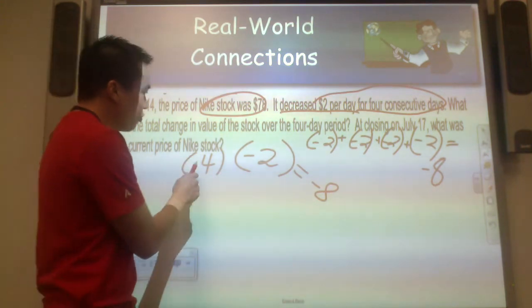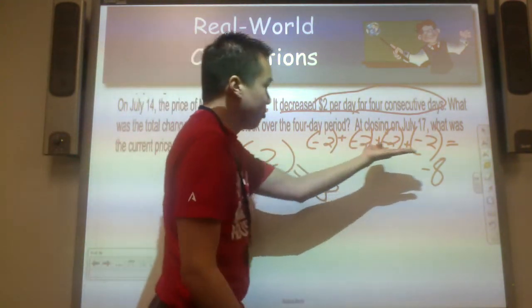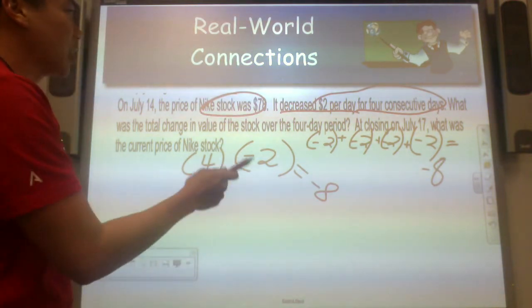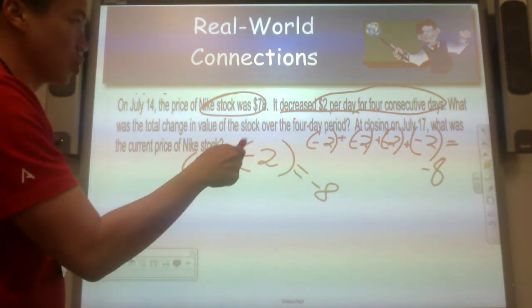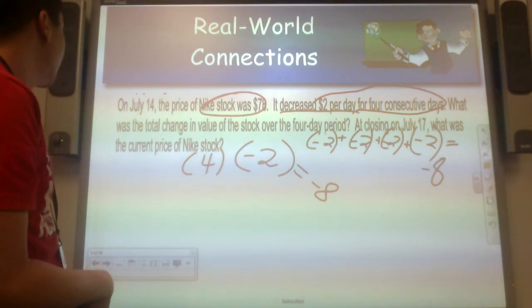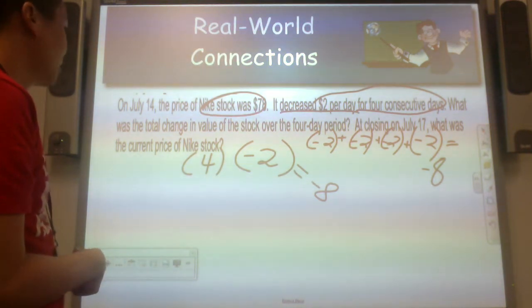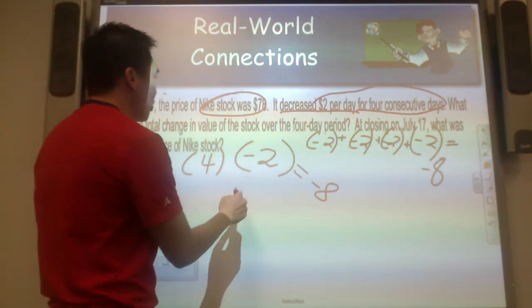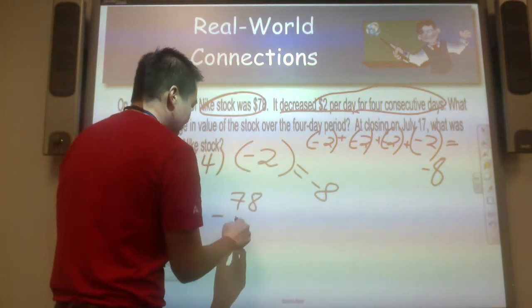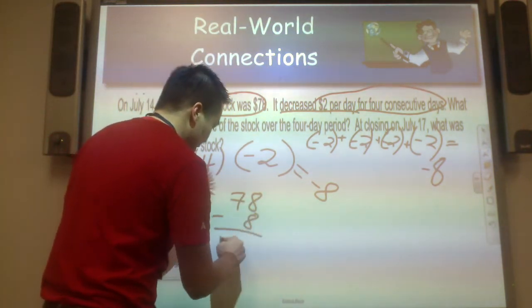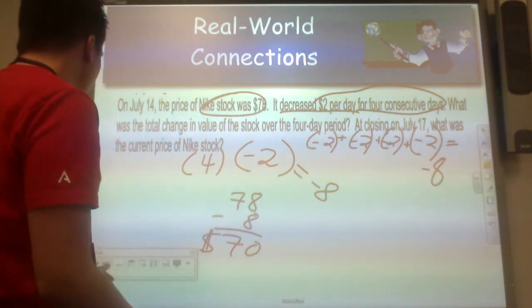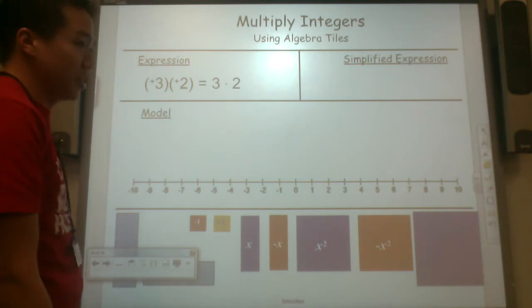So it's saying you have 4 groups of negative 2. Do you have 4 groups of this negative 2? You do, negative 8. So at closing on July 17th, which is 4 days later, what was the current price of Nike stock? So if it was $78, it decreased $8. $70 is the answer.